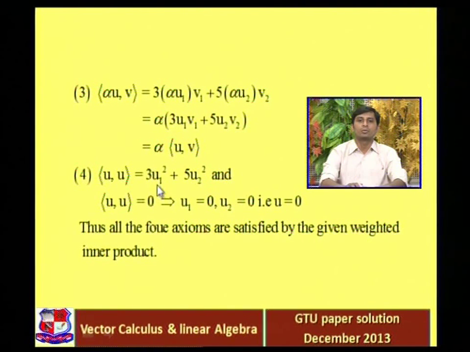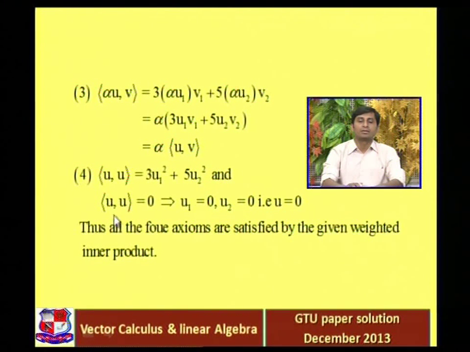And the last property is <u, u> always greater than or equal to 0, that we have to prove. <u, u> = 3u1 squared + 5u2 squared, and that is always greater than or equal to 0. Clear? So <u, u> = 3u1 squared + 5u2 squared is always greater than or equal to 0.